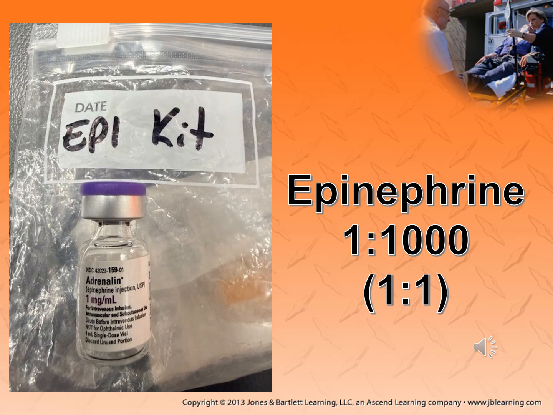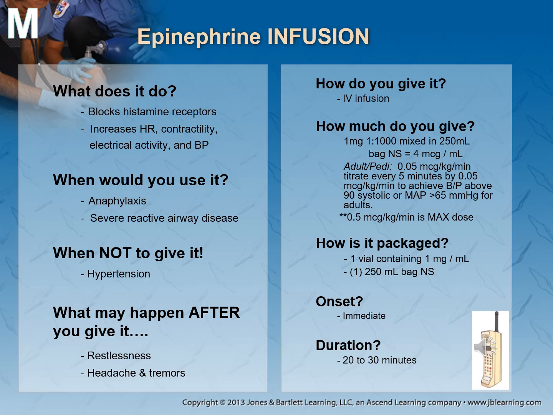Epi 1 to 1,000. So we can do an epi infusion if they have a severe allergic reaction that the IM epi and Benadryl is not working. So we can put them on a continuous infusion. We do have to call online medical control for this, but it blocks histamine receptors.